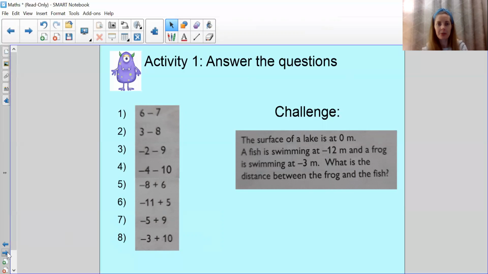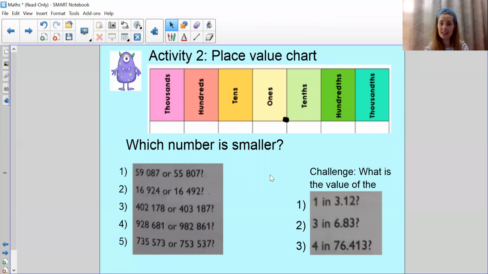Right, I hope you have managed to finish activity 1. I am going to move on to activity 2, which is our place value chart. I'm having a look at the numbers and where they need to go in, which we represent in which block. So I would like you to have a look at these numbers now and decide which number is smaller, and have a go at the challenge of the value of these numbers as well. So the 1 in 3.12. I would like you to give me the value of that 1. So pause the video now and have a go at those 8 questions. Good luck.